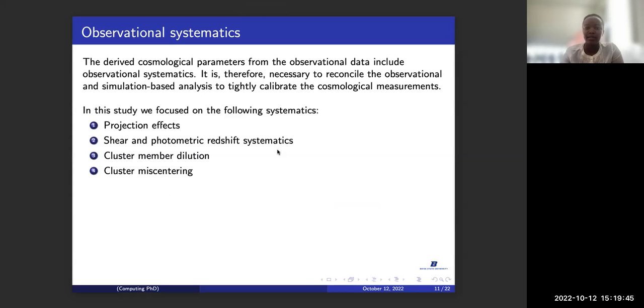So as I mentioned earlier, the observation of the cluster observables is affected by systematic effects, which affect the cluster mass and the cluster abundance. And at the end of it all, it also affects the cosmological parameters that they're trying to derive. So we'll be looking at projection effects, the shear and photometric redshift systematics, the cluster abundance, the cluster member dilution, and the cluster miscentering as some of the predominant systematics that affect the analysis.